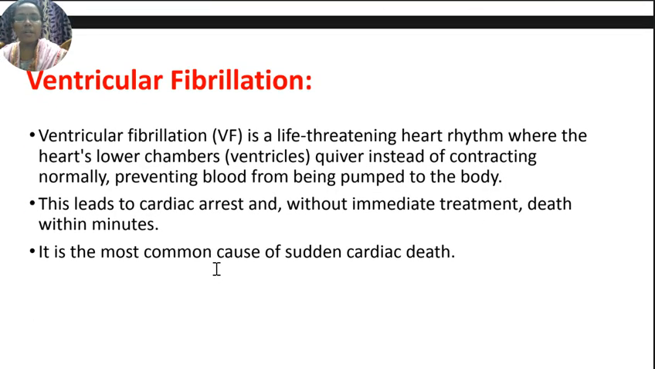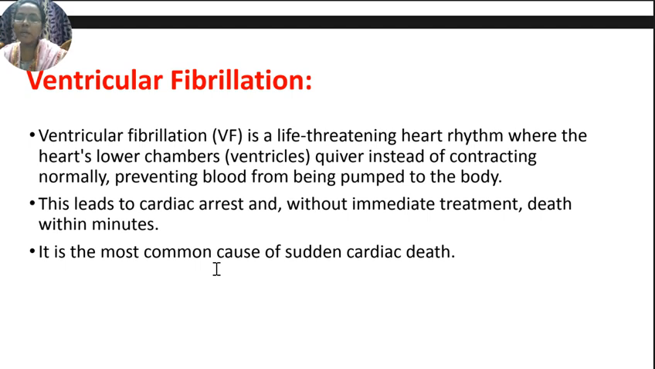Yes, ventricular fibrillation. As I said earlier, it is a life-threatening heart rhythm, because if we don't properly treat ventricular fibrillation, there is a possibility of immediate sudden death due to it.